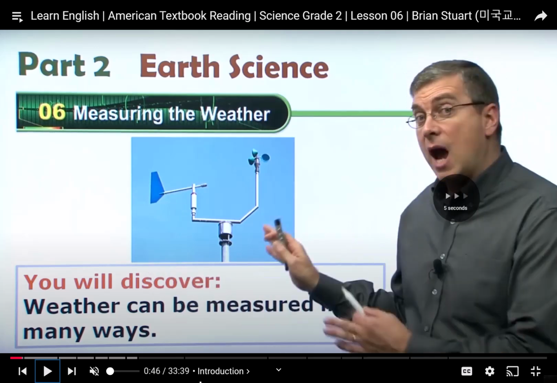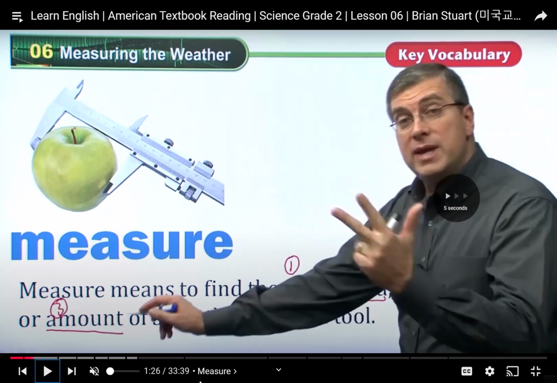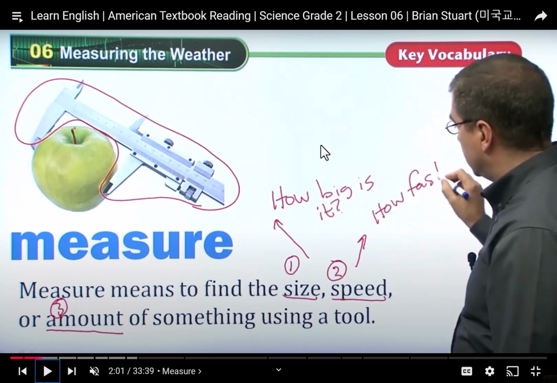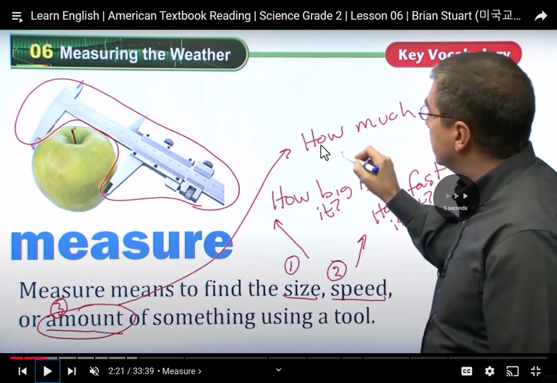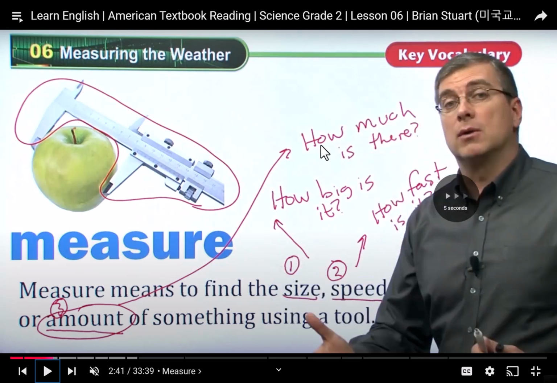Let's get started. Measure. Measure means to find the size, speed, or amount of something using a tool, like measuring the apple. Here we have the size. How big is it? Speed. How fast is it? Amount. How much is there?